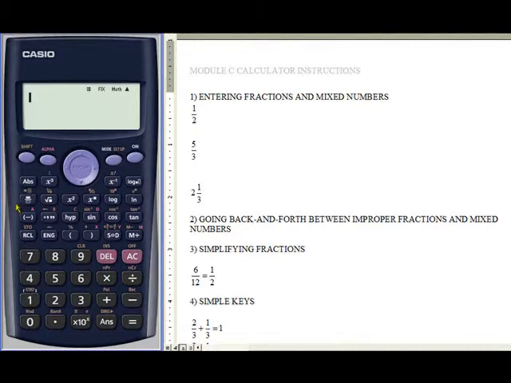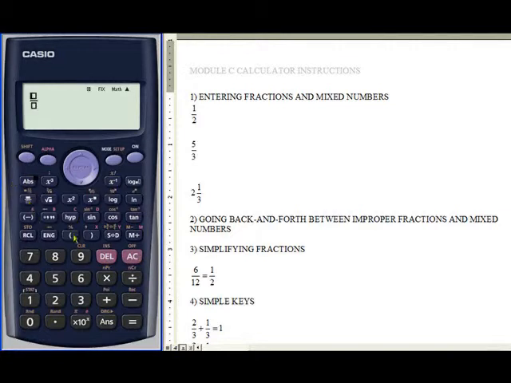In this calculator, the fraction button is right under the absolute value button, and it looks like a fraction. In some other calculators, you may have an A b/c button. The procedure is similar. For this one, you push the fraction button, then you enter 1, right button, 2. Now, if you had a fraction button, it would have been 1, push the fraction button, and then 2.